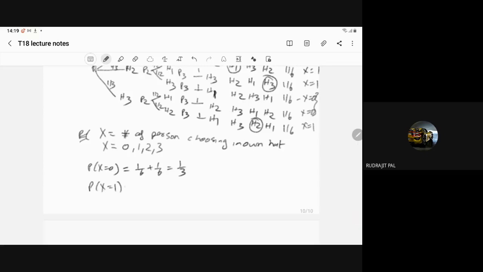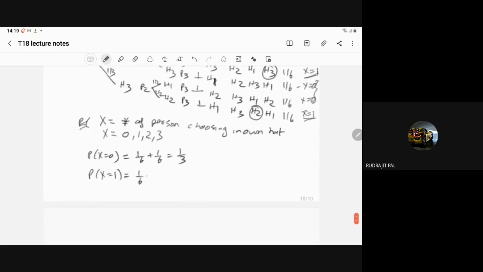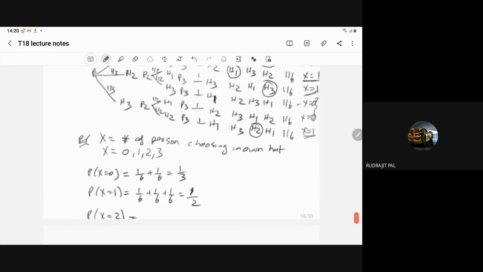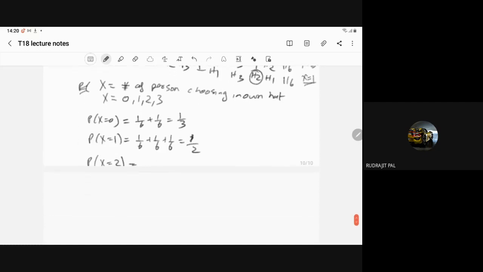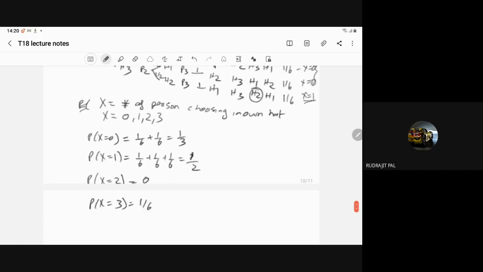Probability for X equal to 1: this is X equal to 1, X equal to 1, and X equal to 1. So it will become 1 by 6 plus 1 by 6 plus 1 by 6, that is 1 by 2. Probability for X equal to 2: I think there is no X equal to 2, so this will become 0. Probability for X equal to 3: only 1, so it will become 1 by 6.